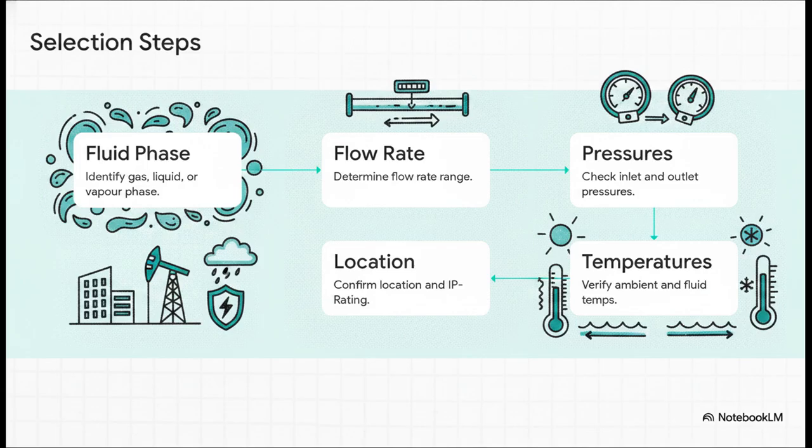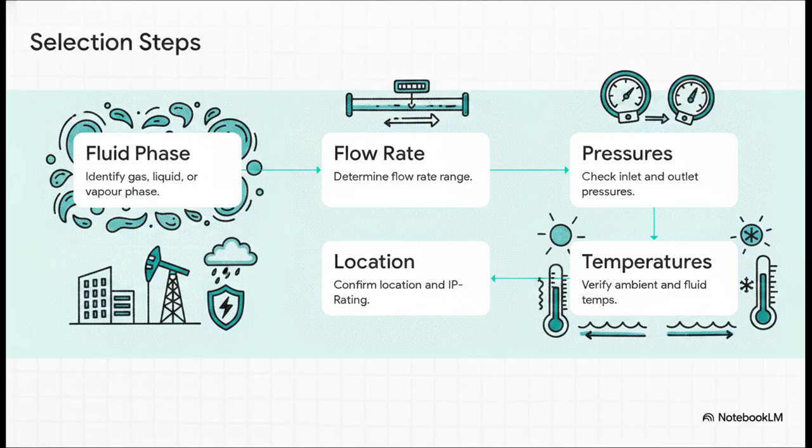Step 3, check those pressures. You have to know the inlet and outlet pressure to figure out the pressure drop and to ensure the device won't literally blow out under maximum pressure. Step 4, temperatures, both the fluid and the ambient air. Extreme heat or freezing cold can completely fry the meter's electronics.